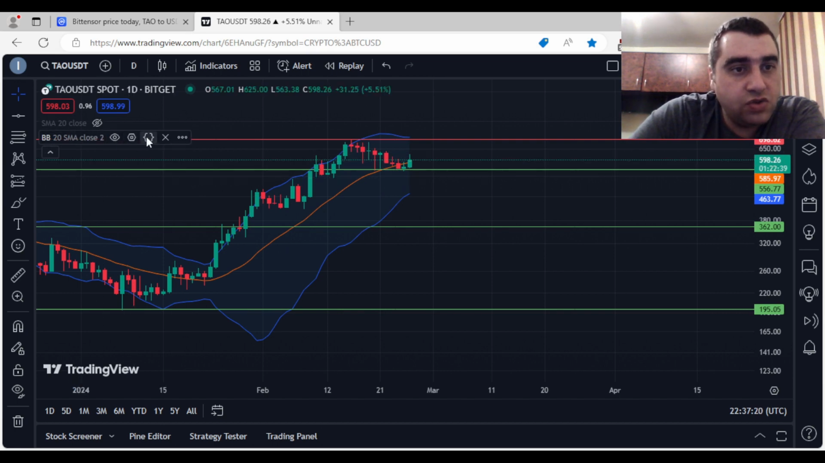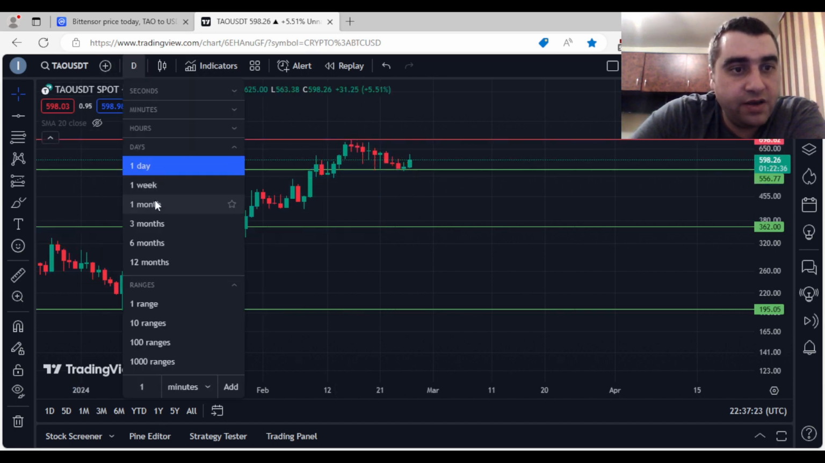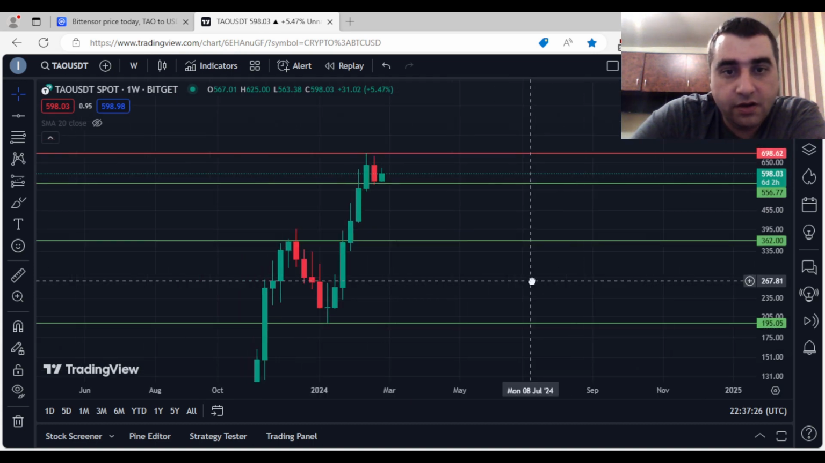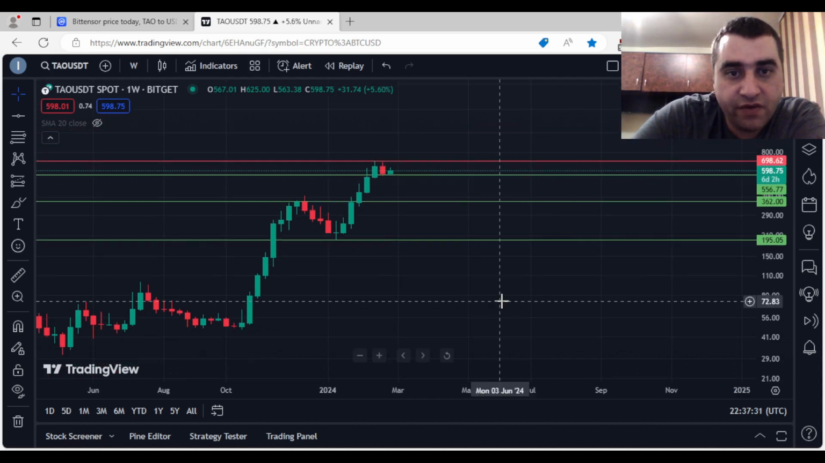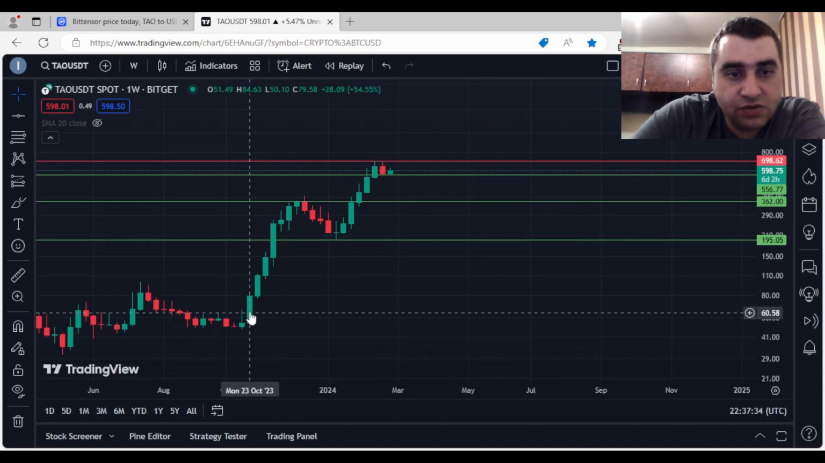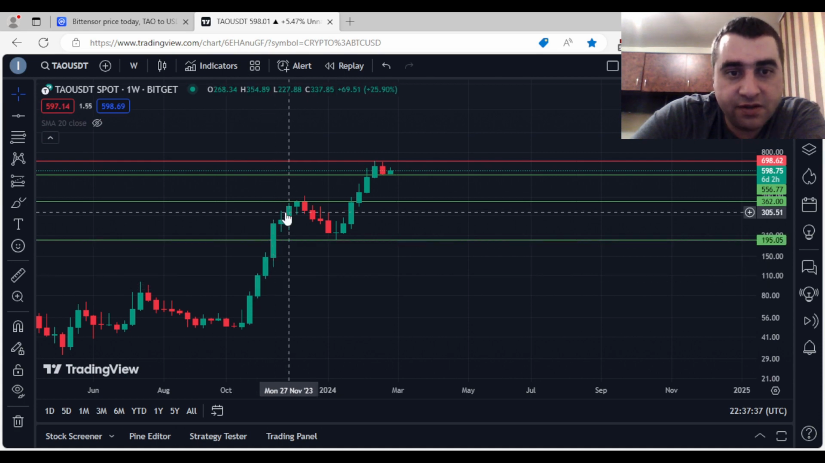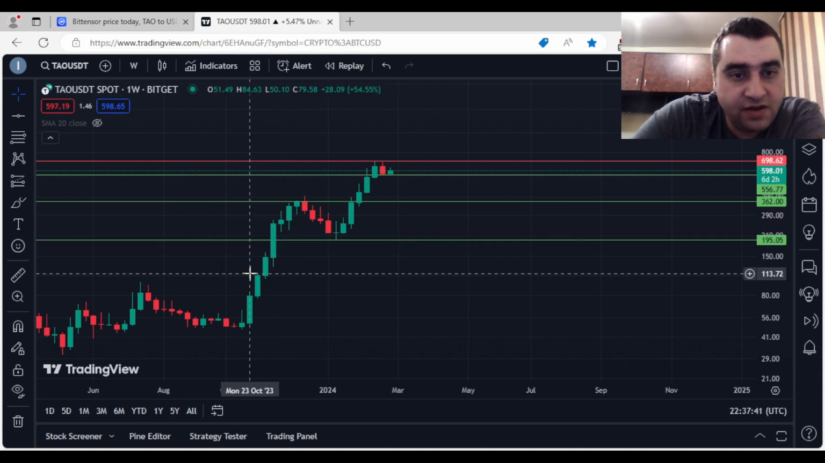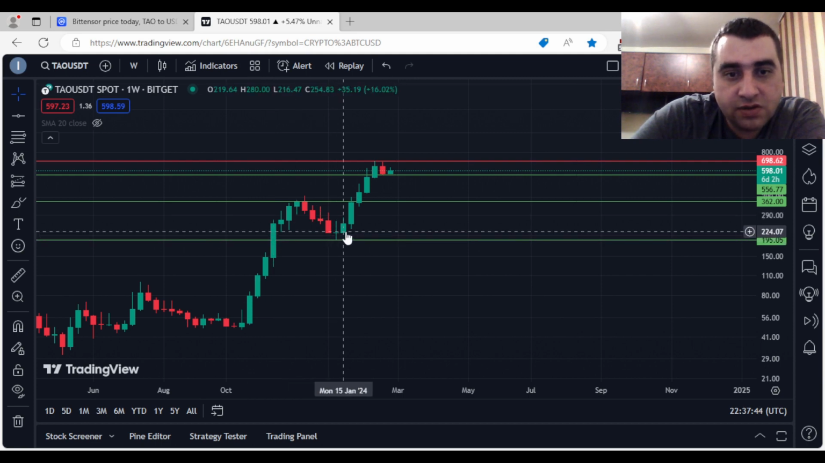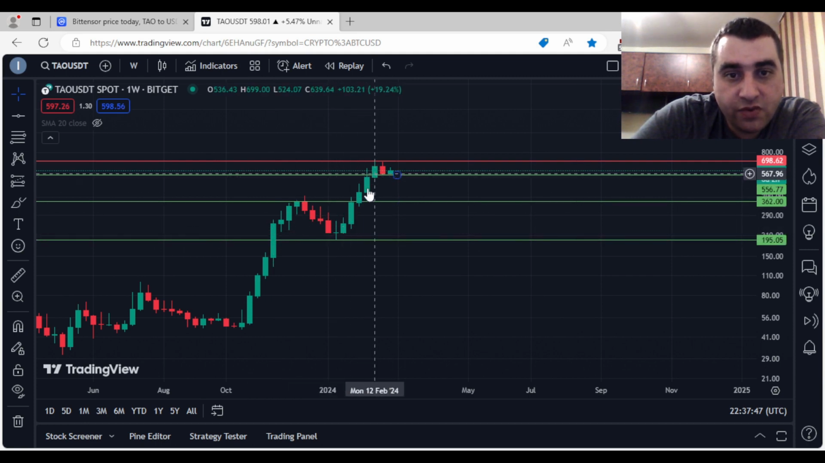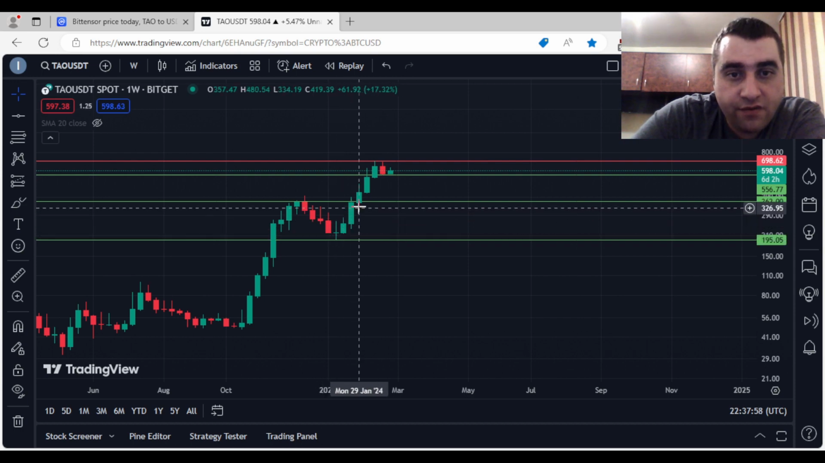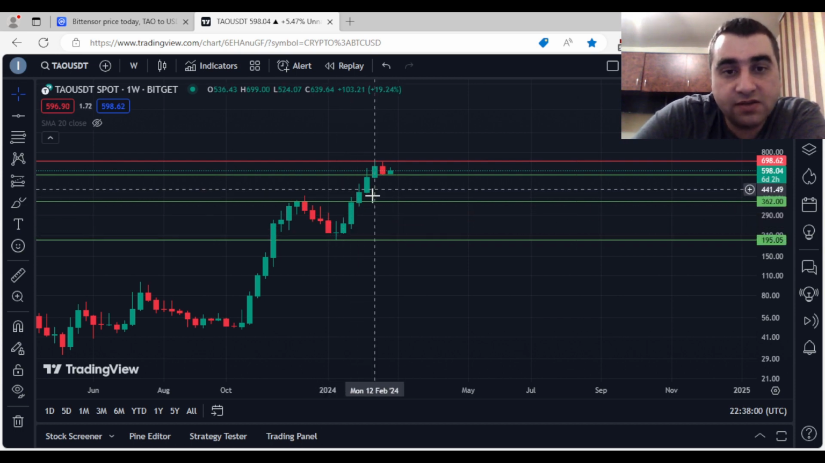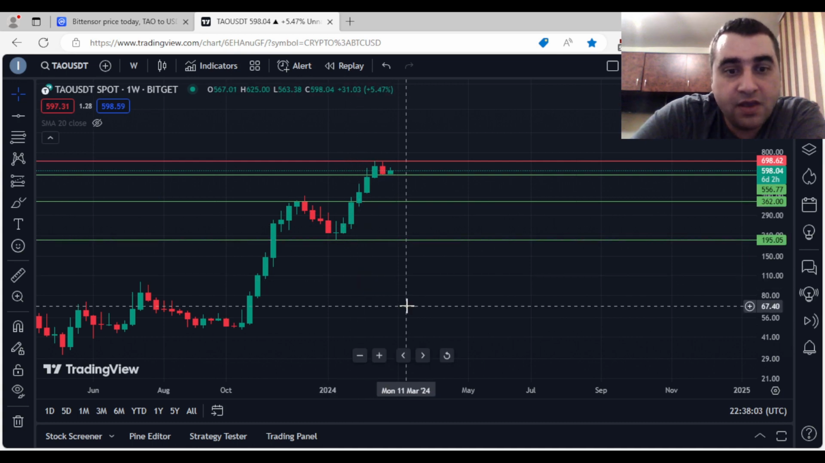Okay, let's look also at the weekly, and on the 1 week we see that for now the price is very bullish. You see those big green candles with big bodies that we had at the end of last year, and also since the beginning of this year we had these green bars, each of which represents 1 week. So we had 1 2 3 4 5 6 weeks of price increasing.